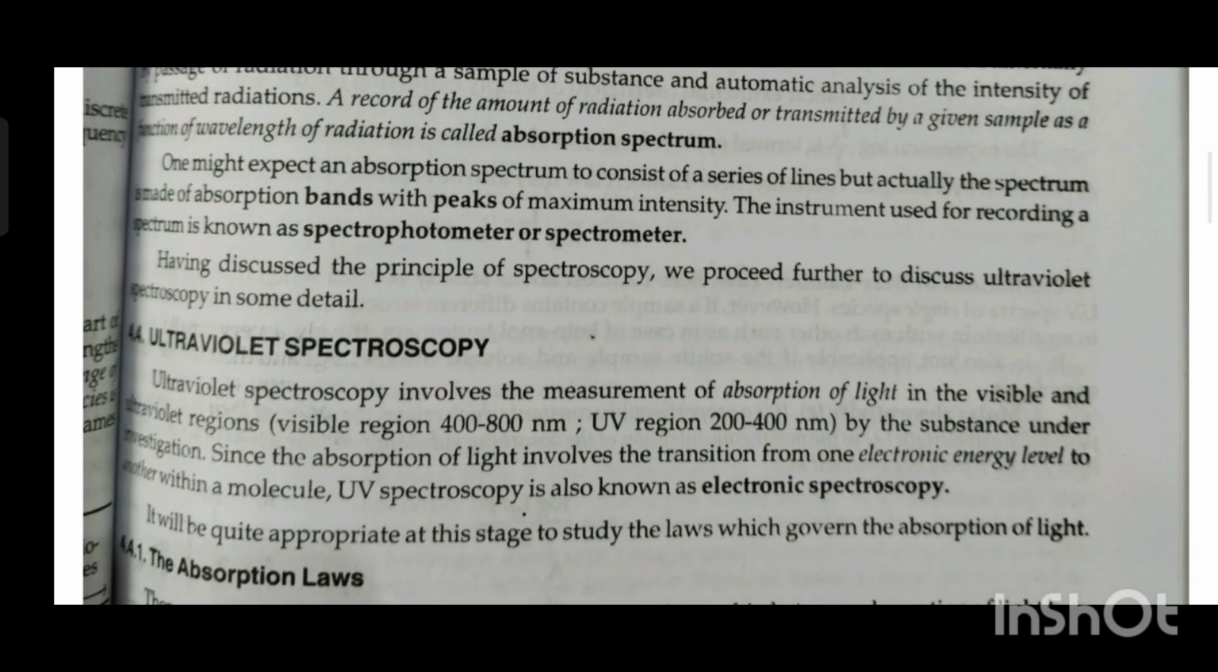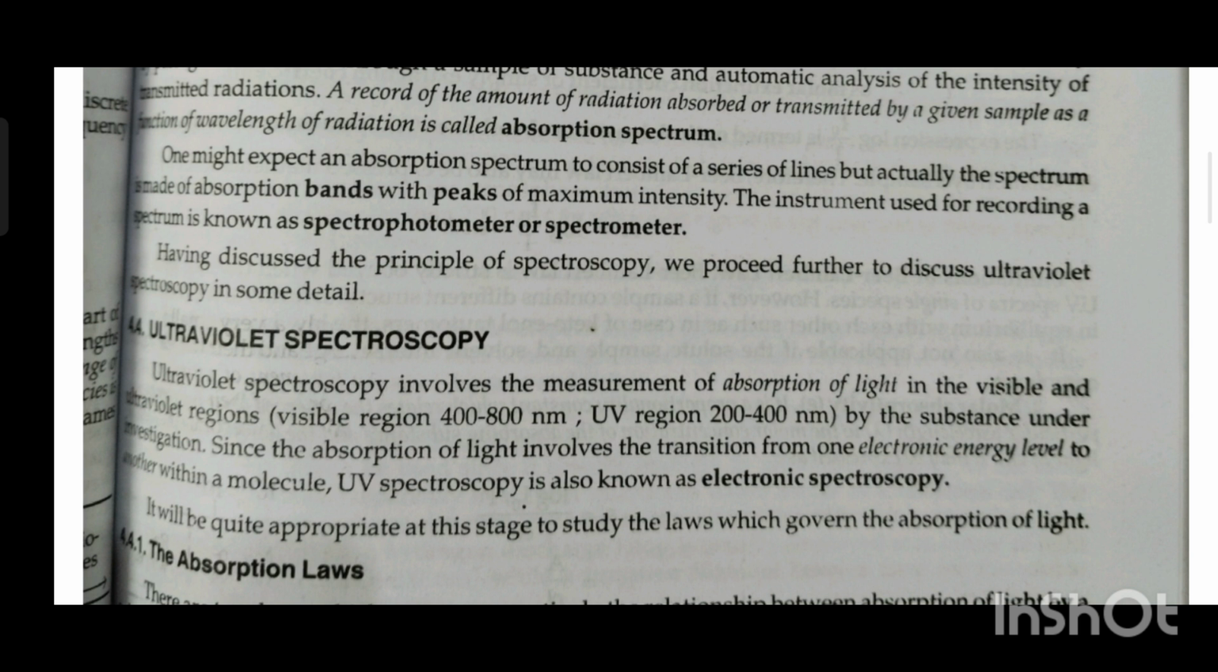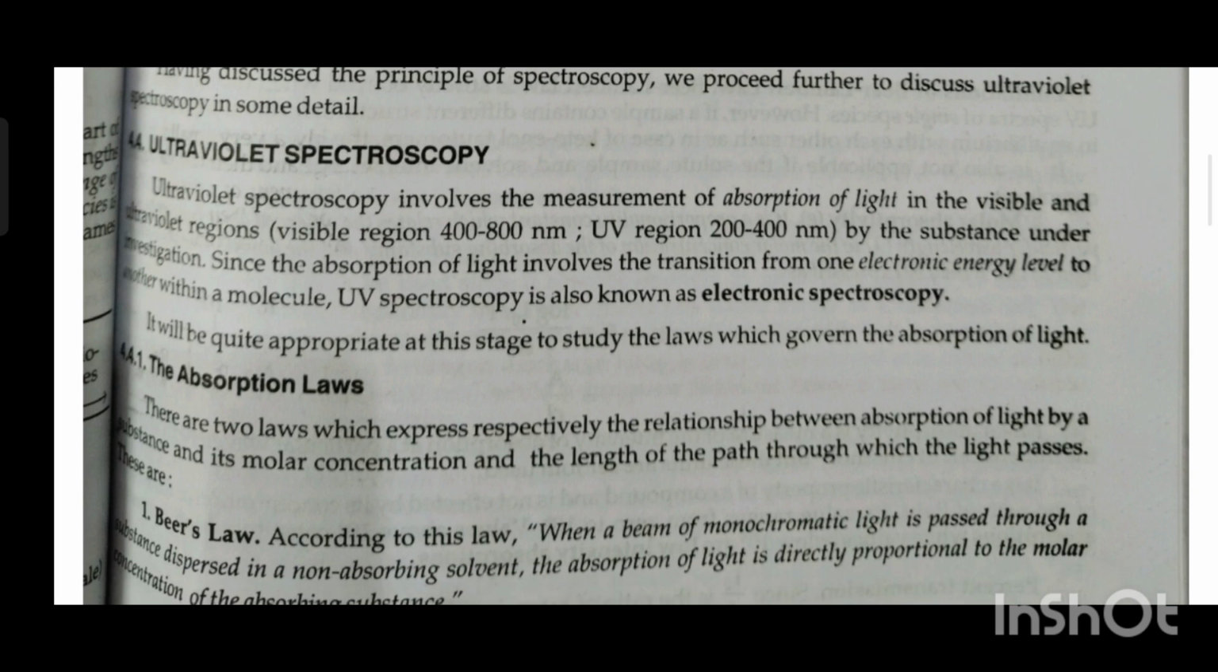Having discussed the principle of spectroscopy, we proceed further to discuss ultraviolet spectroscopy in some detail. Ultraviolet spectroscopy includes the measurement of absorption of light in the visible and ultraviolet region by the substance under investigation. Visible region: 400 to 800 nanometers; UV region: 200 to 400 nanometers. Since the absorption of light involves the transition from one electron energy level to another within a molecule, UV spectroscopy is also known as electronic spectroscopy.